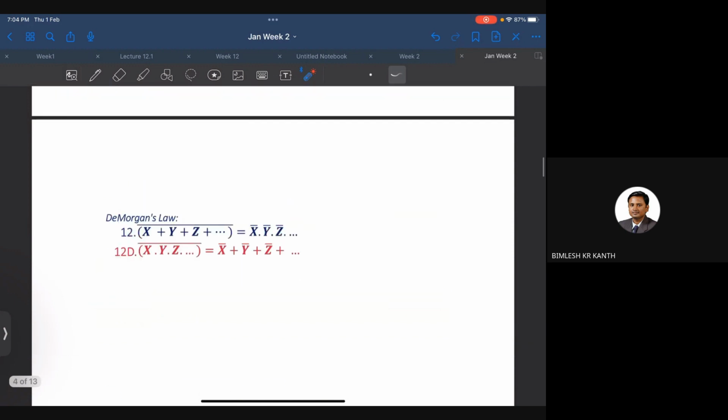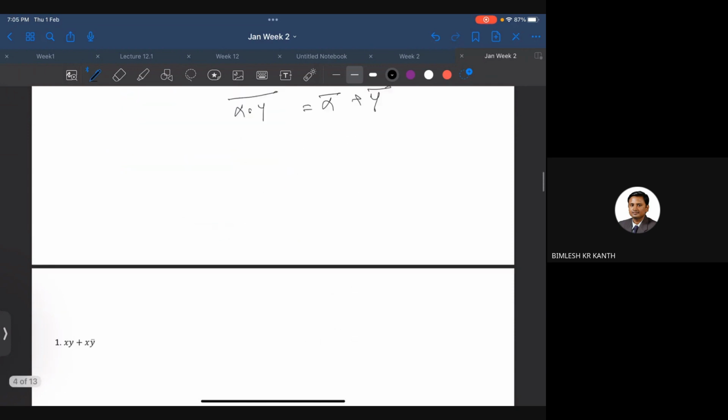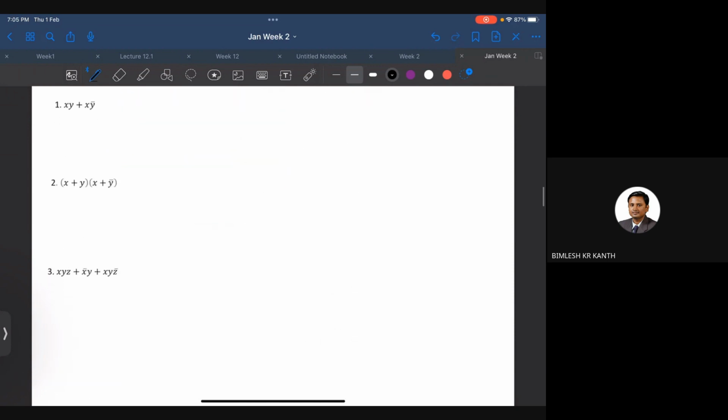And there is a very important law, De Morgan's law. What De Morgan's law says is that (x plus y) complement equals x bar dot y bar, and (x dot y) complement equals x bar plus y bar, right? So let me solve some questions.